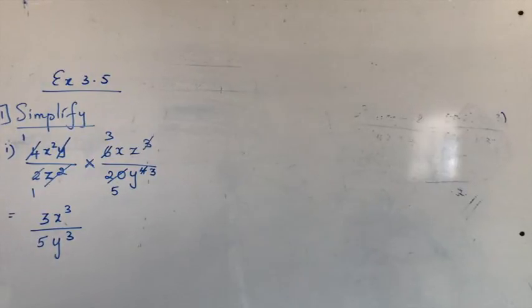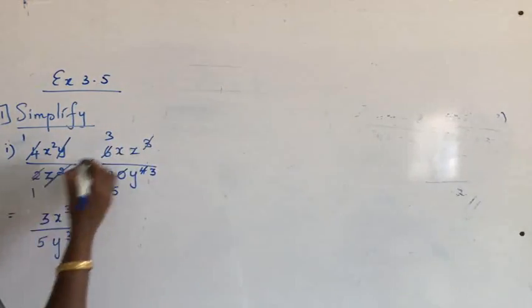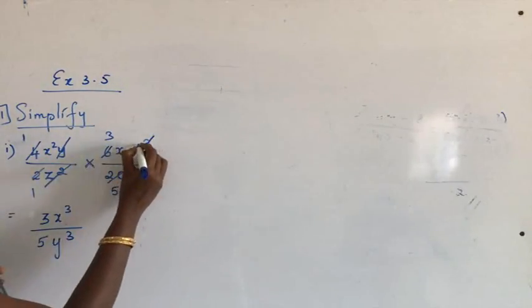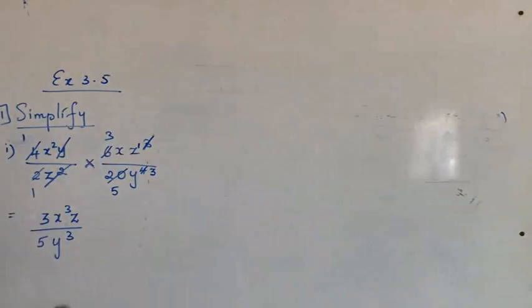And one more thing is left over here, that is 2 z's, and here this 3 was cancelled, that means 1 z was left out. So we can add z over here. So we have the answer 3x cube z upon 5y cube. That's the answer. For the first part, the answer is 3x cube z upon 5y cube. I hope the sum is clear.